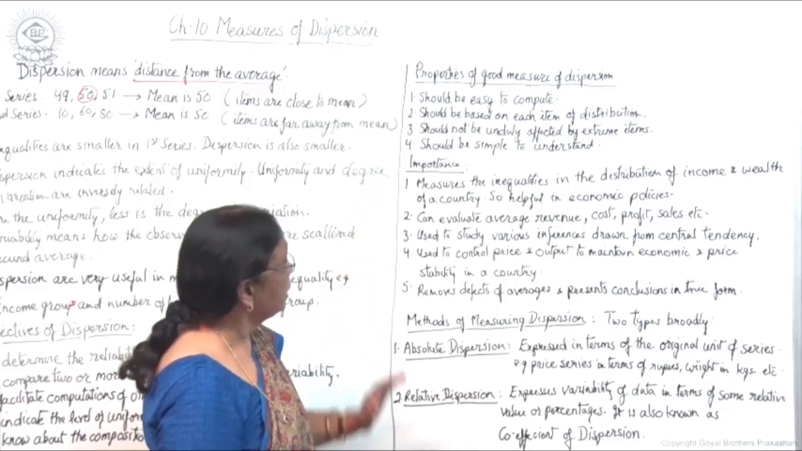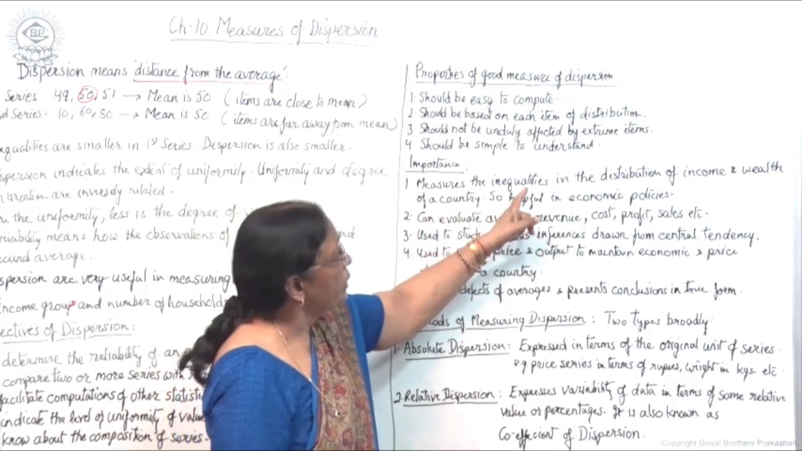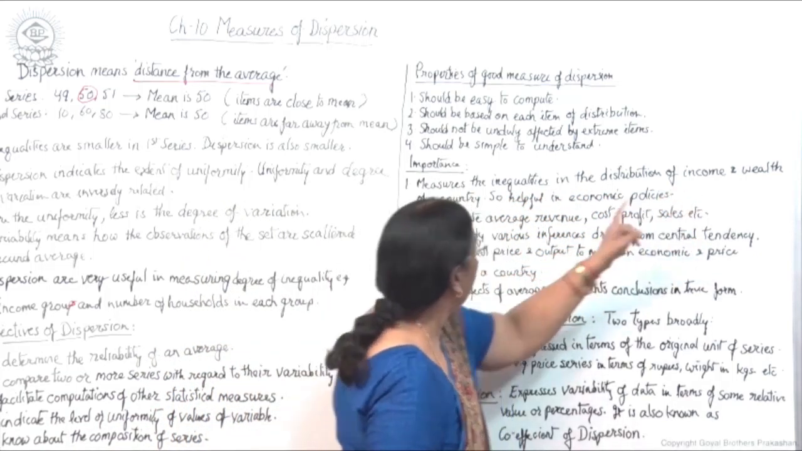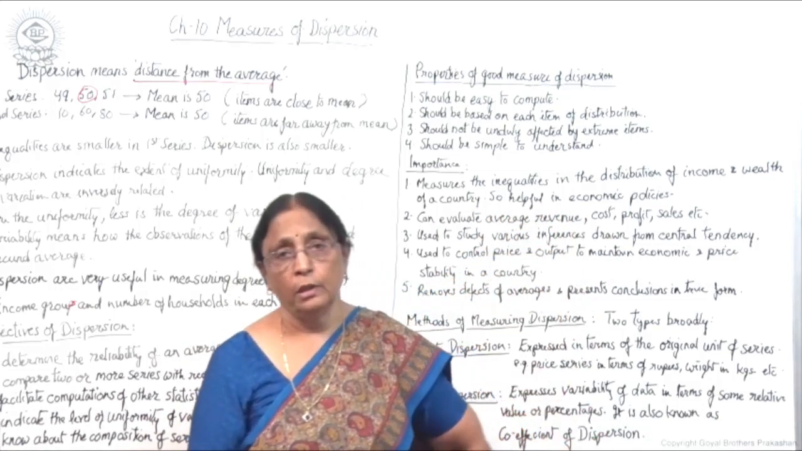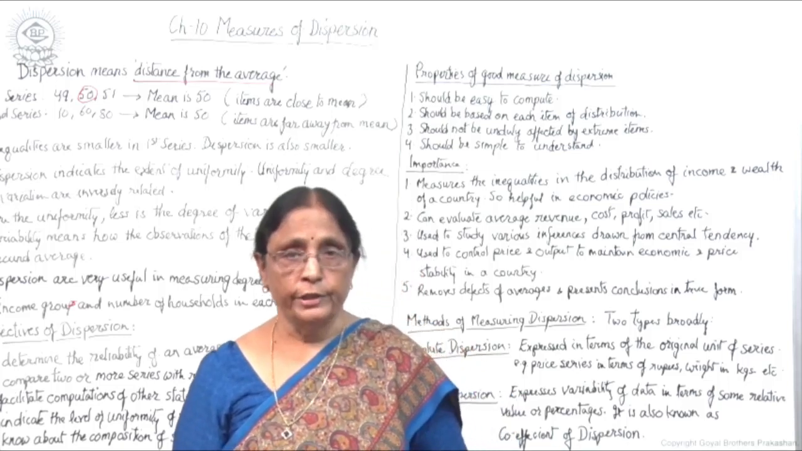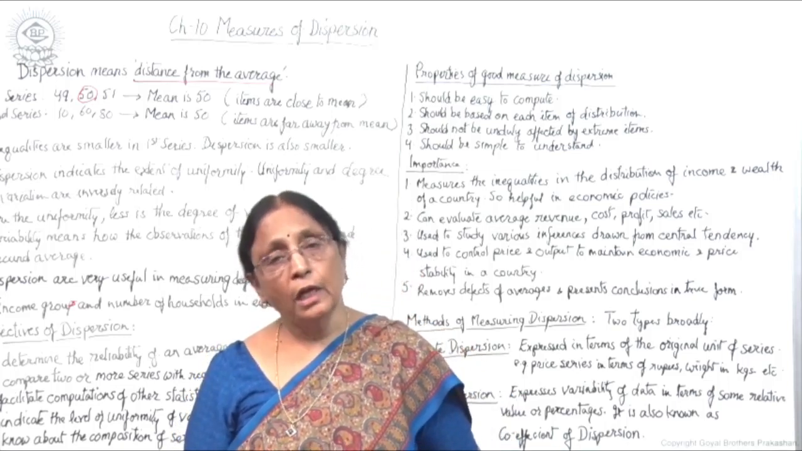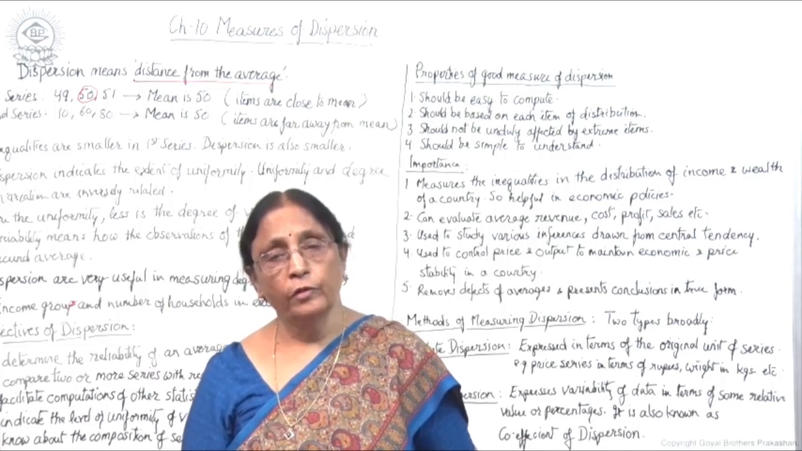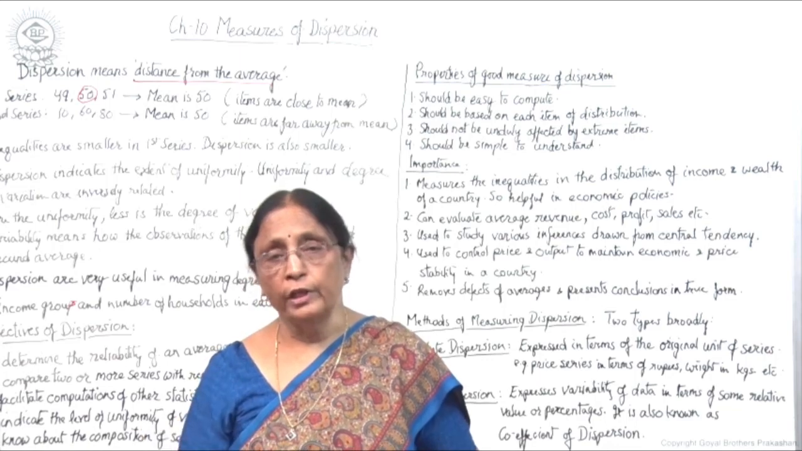Now the importance. Dispersion measures the inequalities in the distribution of income and wealth of a country, so it is helpful in economic policies. Who makes the economic policies? Obviously the government. So whatever economic policies are made, these are made on the basis of finding out what the distribution of income in a country is.